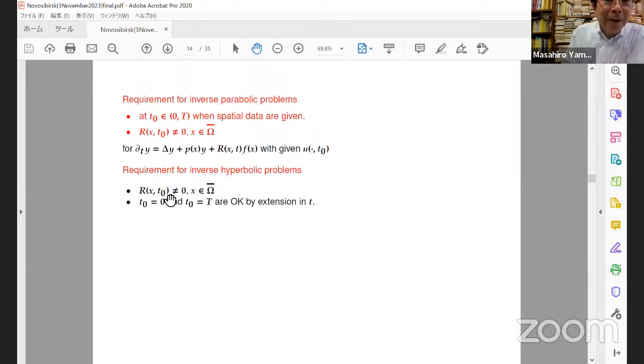But still, there is a constraint. But anyway, the inverse parabolic problem constraint is a double both. Inverse hyperbolic problem, only that one. Then that is a very rough sketch of the difficulty and some prospects.